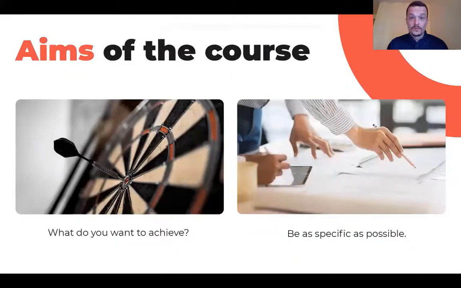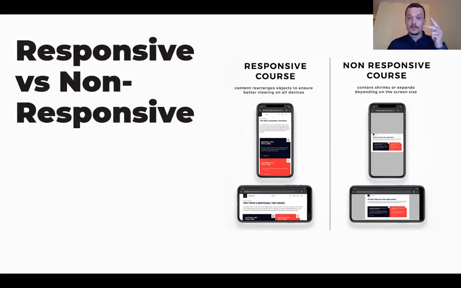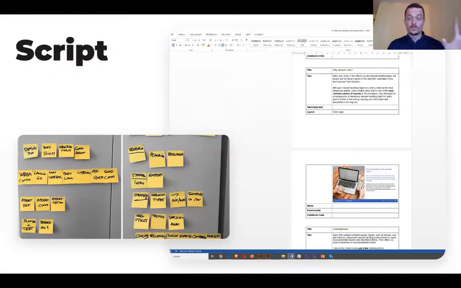Finally, so three things: aims, audience, and whether it's responsive or non-responsive. Once we know this, we are ready to start working on scripts. Some people call it storyboards, some people call it manuscripts. It doesn't matter, we call it all those words. We distinguish between two types of scripts. One is on the left-hand side. You can see post-it notes here. It's an image from our office. These are actually our post-it notes.